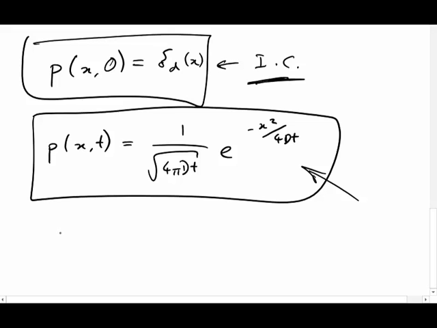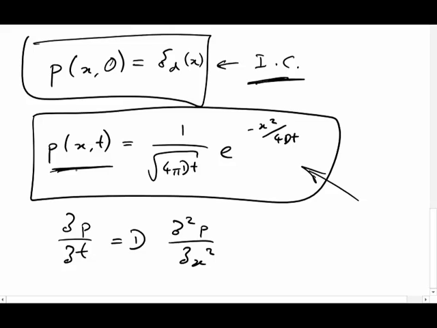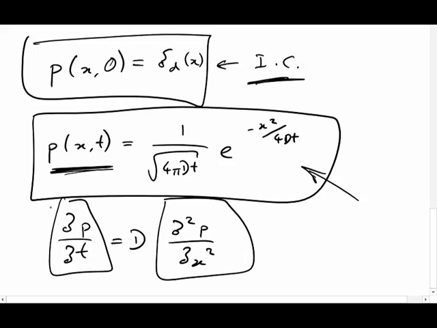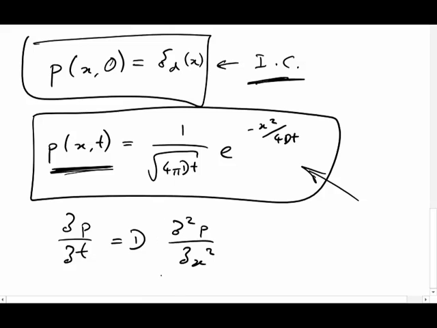So now we can try and work out if it satisfies this. dp by dt equals D lots of the second derivative of p with respect to x. So this is basically my heat equation. So in other words, I need to find the first derivative of p with respect to t, and then the second derivative with respect to x, in order to try and satisfy my differential equation.